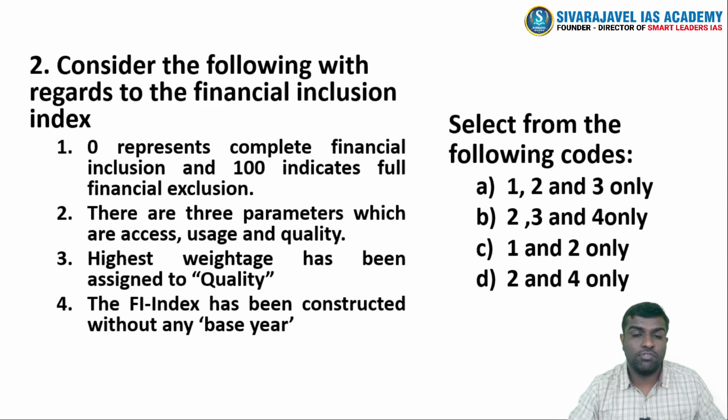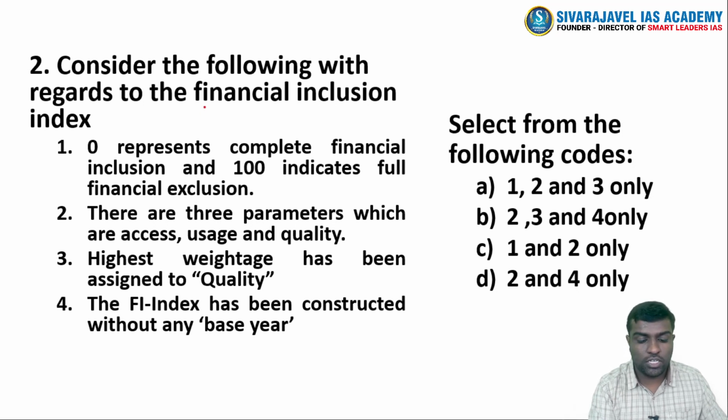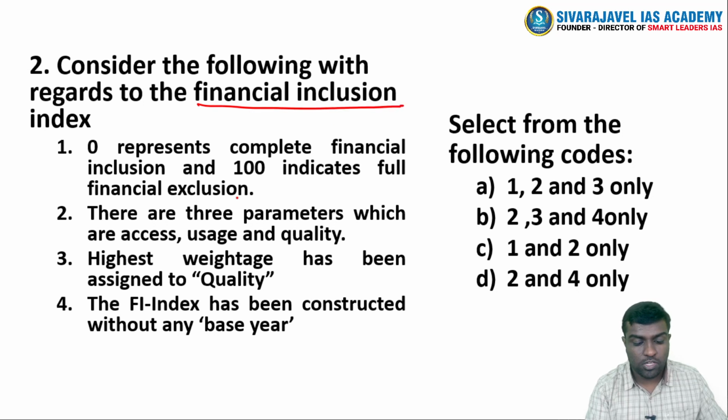As part of the revision through MCQ series, we shall discuss the second question today. It is about Financial Inclusion Index. As I mentioned earlier, take a pause, try to read through the statements, attempt this question and then follow the discussion. The first statement says that 0 represents complete financial inclusion and 100 indicates full financial exclusion.